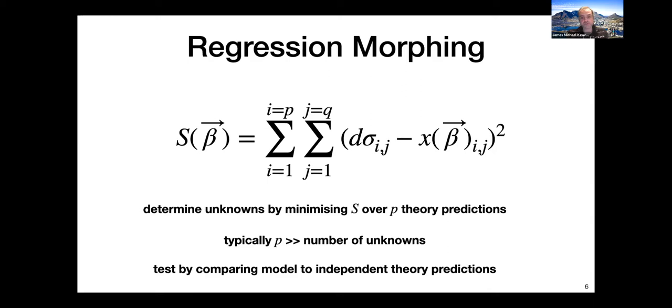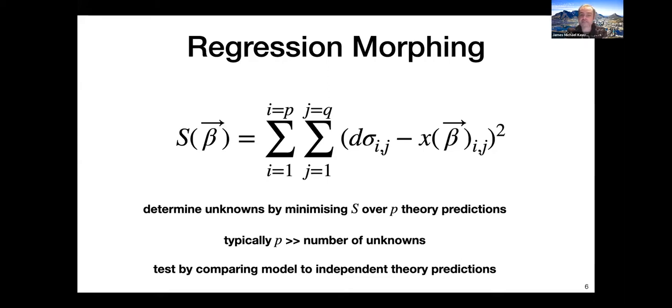And that's what dEFT does, typically over a large number of predictions, which are typically much larger than the number of unknowns. And we do this because typically a Monte Carlo prediction will have some uncertainty. And if you over-constrain this system, you become less susceptible to excursions in the model from Monte Carlo statistical uncertainties.